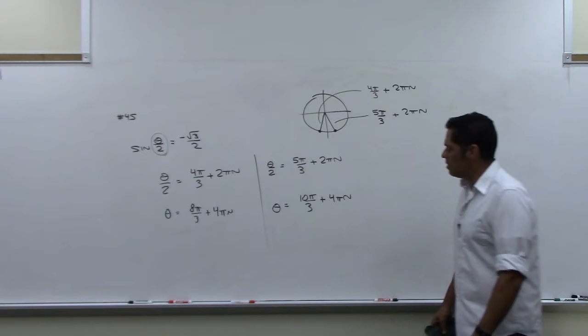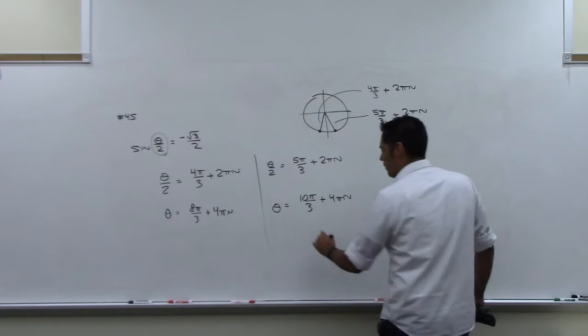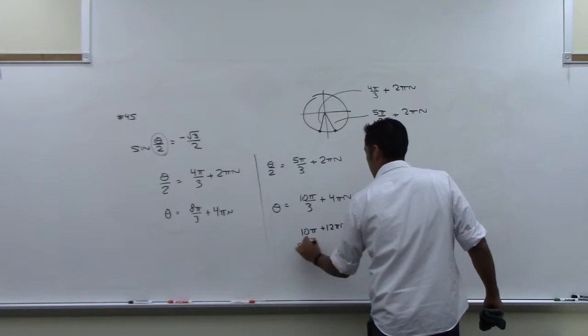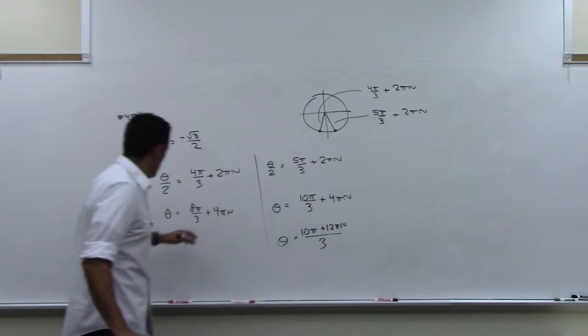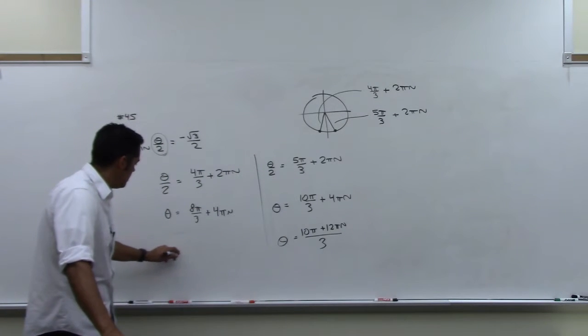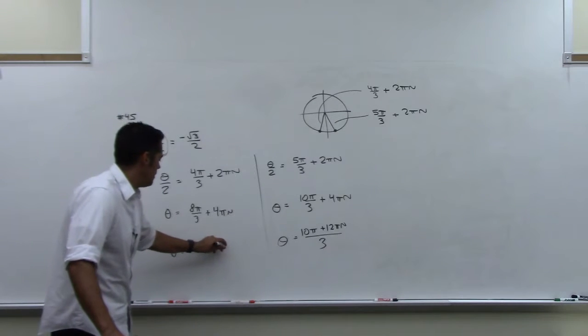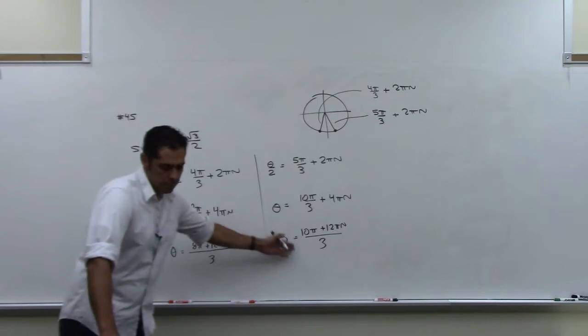We could get common denominators. I'd have to multiply top and bottom here by 3. 10 pi plus 12 pi n over 3, that's theta. Or over here, top and bottom by 3 there, theta is 8 pi plus 12 pi n over 3. Two general solutions there.